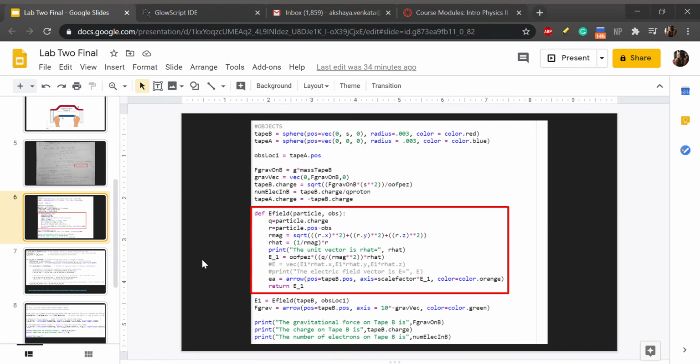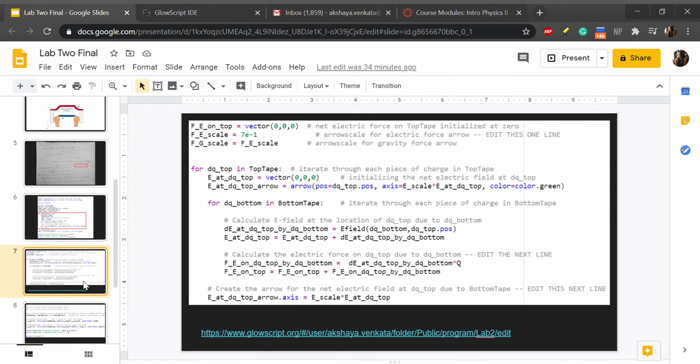So here the box that I've highlighted is the loop that calculates the electric field at each of the points, which is very important in this lab because it's distributed charge, so we'll be calculating the electric field at different points along the tape. So in this case, we'll be calculating the electric field at 10 different points. And so this loop will return values, and then these values will be plotted as green arrows, which you'll see on the diagram in a second.